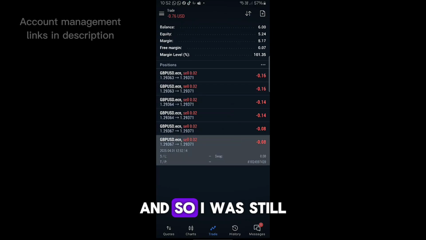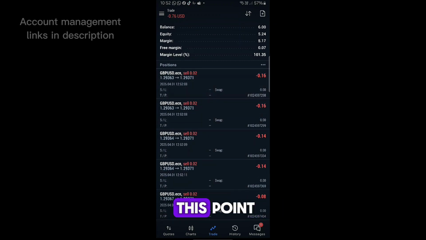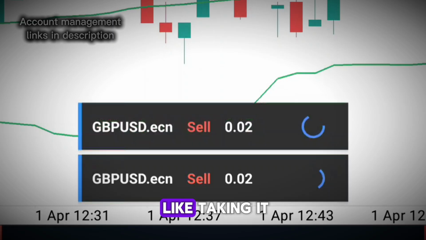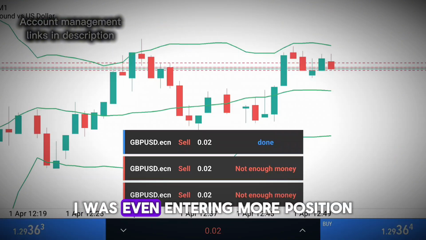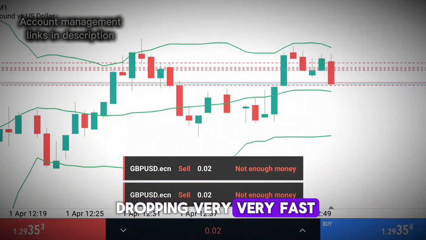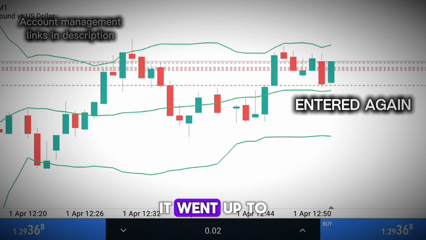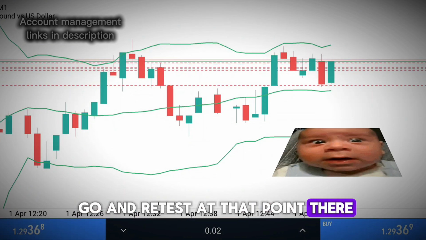And so I was still seeing losses like this. I was seeing losses at this point, but I was still taking it on. I was even entering more positions because I trust this stuff, and it was dropping very, very fast. And when it dropped again, I entered again. It went up to retest at that point there.